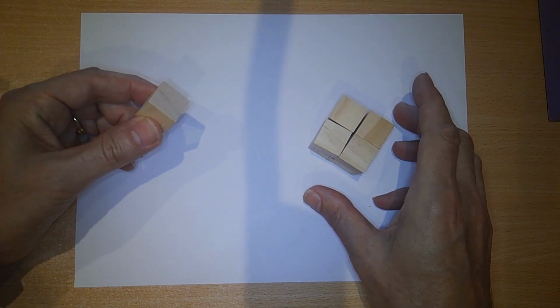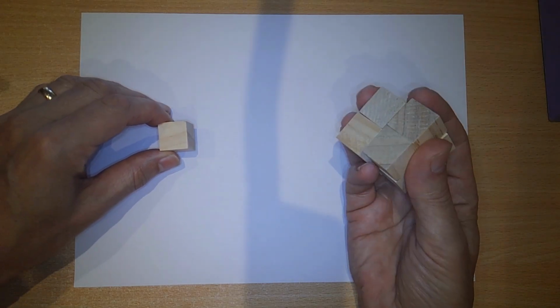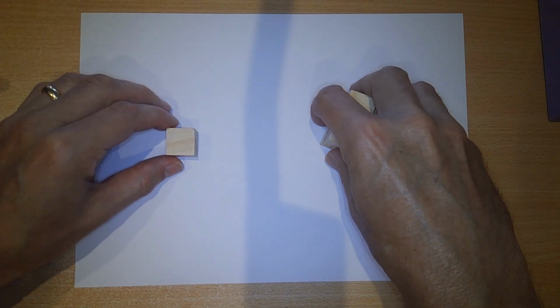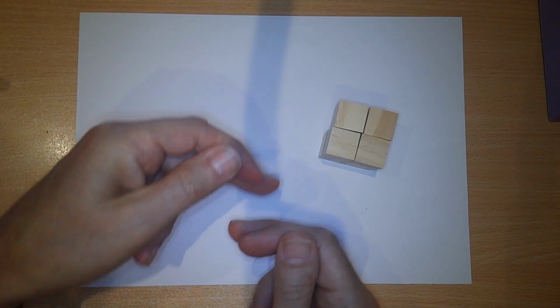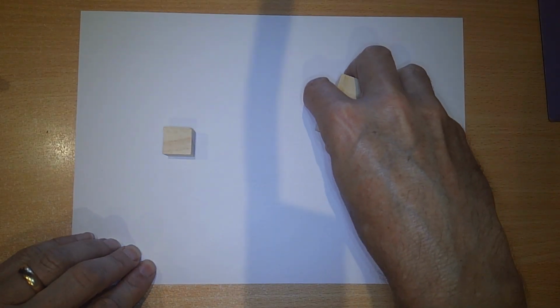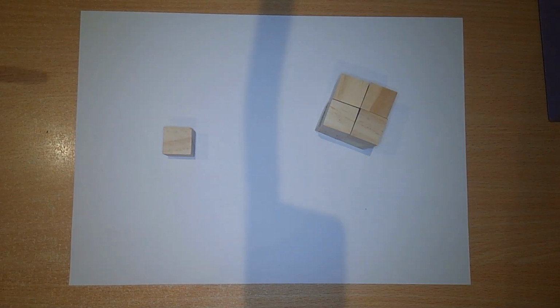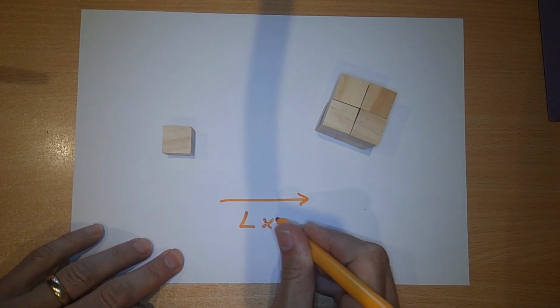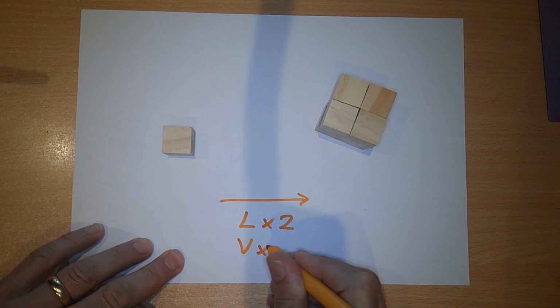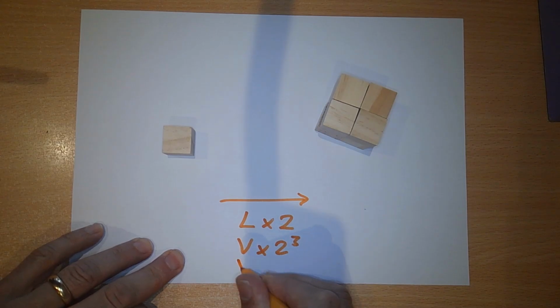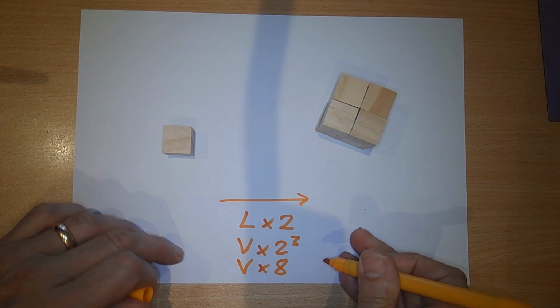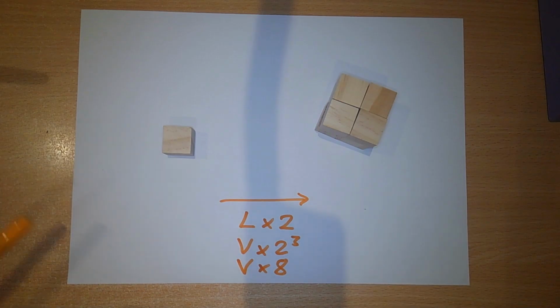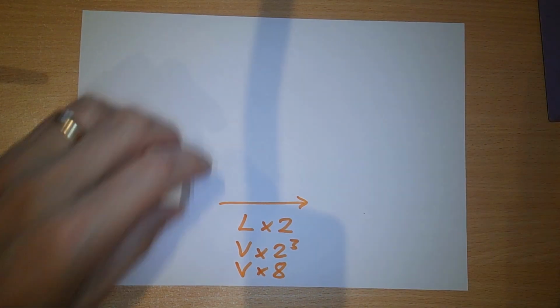So for instance, here we have one little cube. This larger cube is twice as long, but it's also twice as deep and twice as tall. So it's a pretty standard result that if you multiply the lengths by 2, then the volume is multiplied by 2 cubed. So the volume is 8 times as big. We'll need that later.